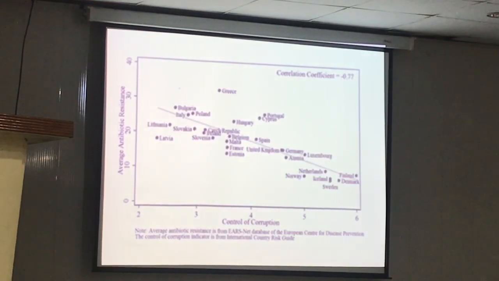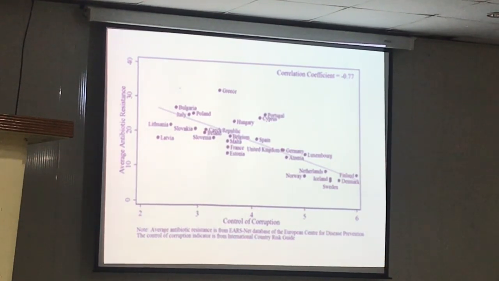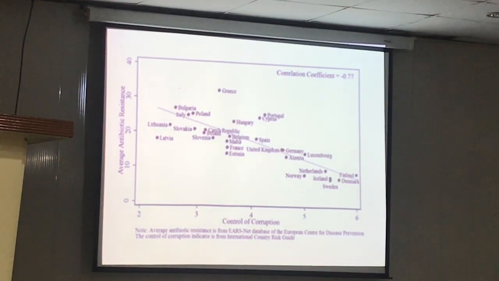Now this slide shows something political and something social. There is a correlation between corruption and antimicrobial resistance. This was a European study which shows that if a country has great control over corruption, then its antibiotic resistance is low. If it is a very corrupt country, its rate of antibiotic resistance is high.